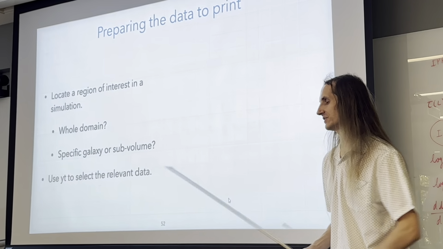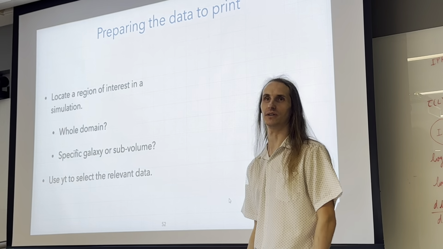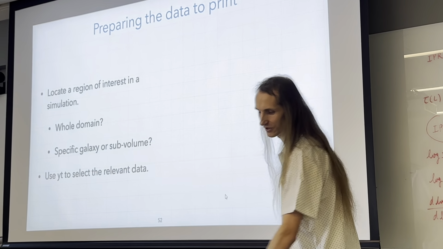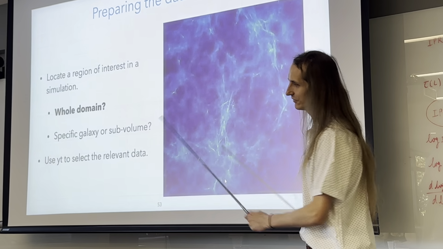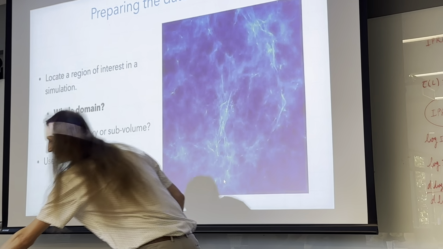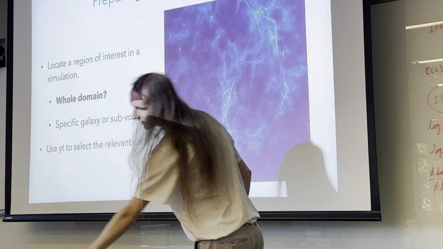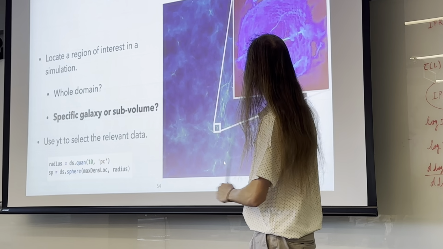So to make these, you first need a simulation. You can run one yourself or download one from an existing repository of simulations. And then you need to locate a region of interest. So do you want to print the whole domain? If you want to make something like the cosmic web from a cosmological simulation, then you might use the whole domain. Or do you want to do a specific galaxy, like a subvolume within that domain?